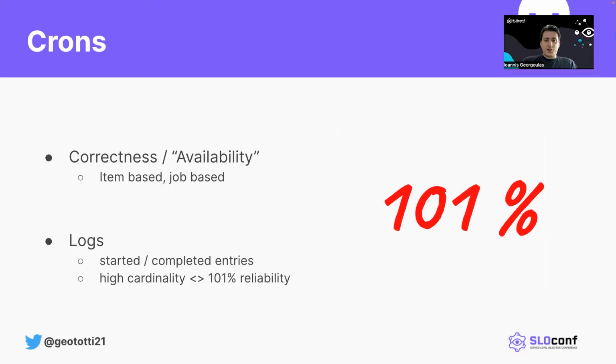The next one is cron jobs. Crons can be used pretty much for everything. In this case, I'm going to cover two basic scenarios. One is where you pull from a queue, get items, and process the items, and that's it. The next one is where you wake up your job, do the job, and then shut down. At Paddle, we found it very useful to measure the correctness, or let's say availability, of these jobs using our log system.